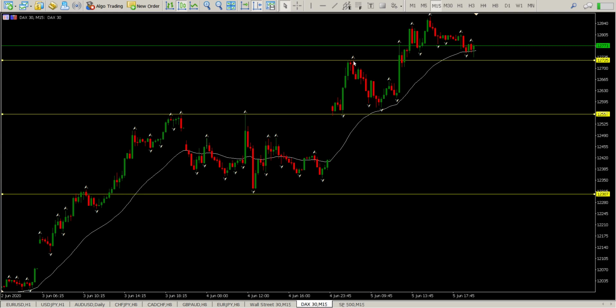So we had this area here where the sellers came in. We then moved up, came back to test it, moved back up, and we're coming back to test it at the moment. So that is an area of significance, not on the higher time frames, but pretty much on the 15. So 12725.